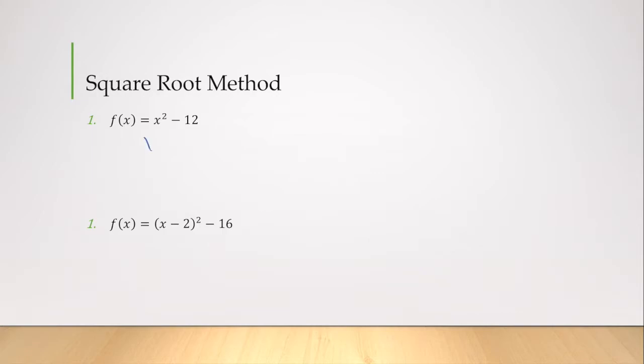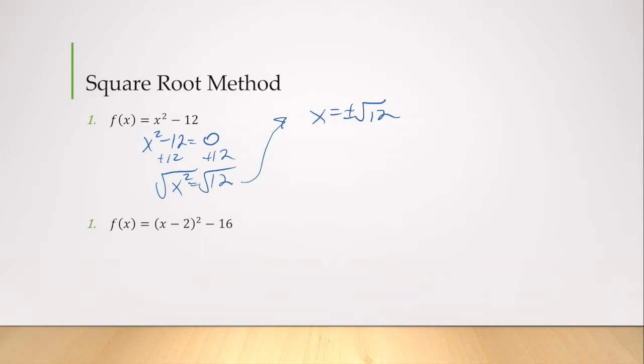If I set it equal to 0, and I move the constant to the other side, I have x squared equals 12. So I can take the square root of both sides. That would give me x equals plus or minus the square root of 12. Well, I can simplify the square root of 12. Remember, the square root of 12 is really the square root of 4 times 3, so that becomes 2 square root of 3. If you aren't quite sure how to simplify radicals, send me an email and I'll give you a link to another video on my YouTube. So x equals plus or minus 2 square root of 3.